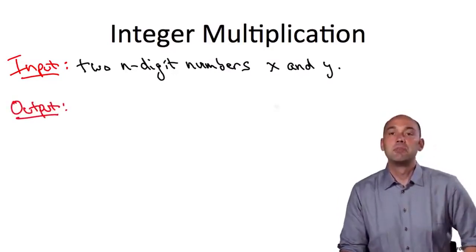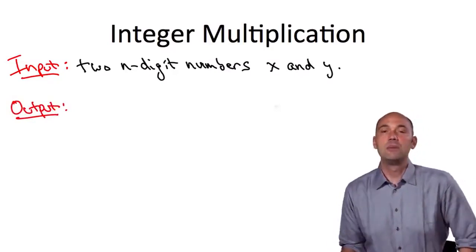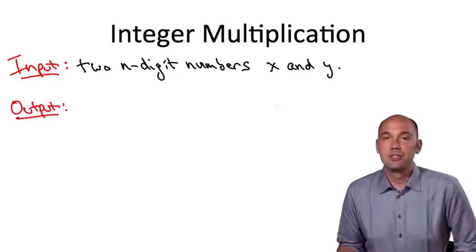We also need to explain what is the desired output. In this simple problem, it's simply the product x times y.